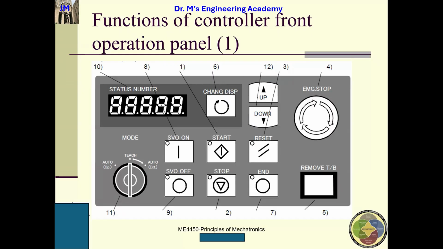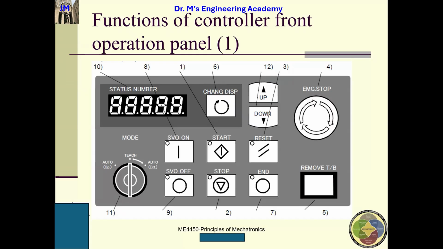You can press start, and you can stop if you think this program is not operating as expected, so you just stop. Okay. You can reset, or you can just end. This is the remove button for the teach pendant. Here it is connected to the teach pendant. You can just remove it or just use it. Here is the emergency stop. All this is mechanical and electrical circuitry, and we usually have an emergency stop. If something happens, we just stop everything.